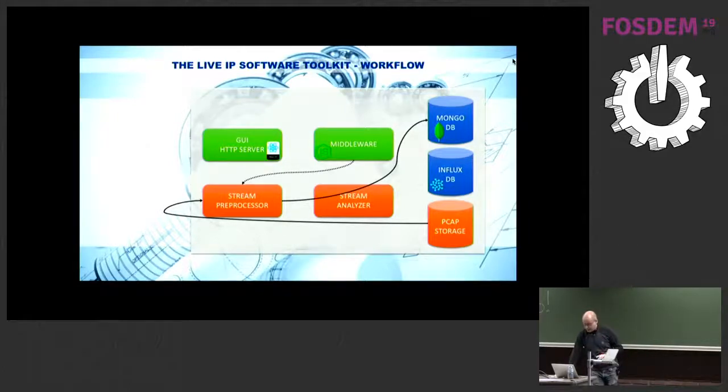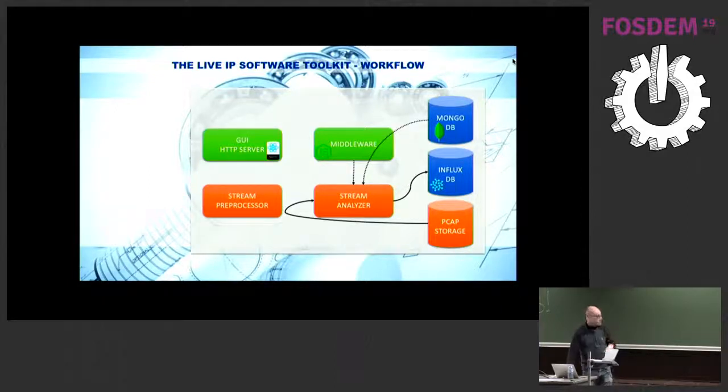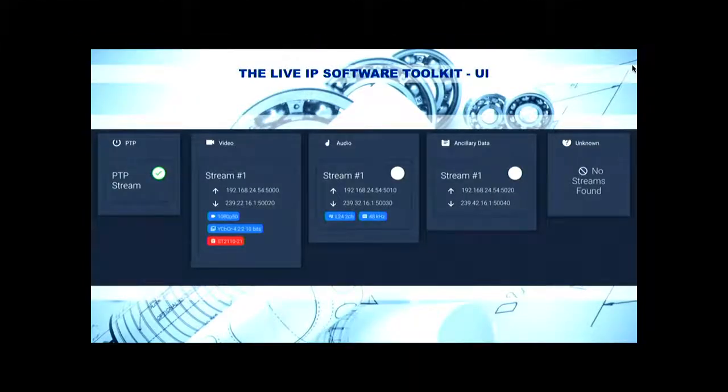Then the next thing, of course, when we have this static data, we put it into MongoDB. And then we trigger the middleware again, and then we look through the time series of data. And that's why we use InfluxDB to put it there. Now, that looks pretty basic, so let's show the GUI a little bit.